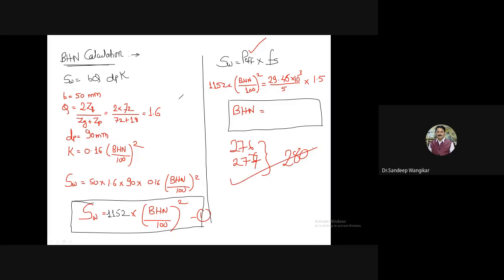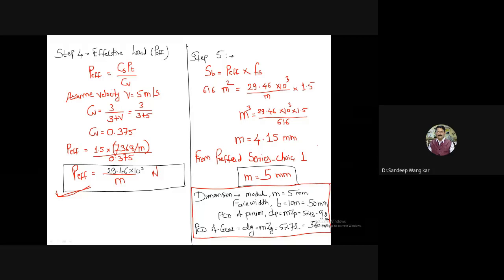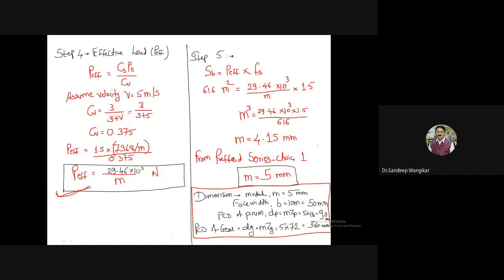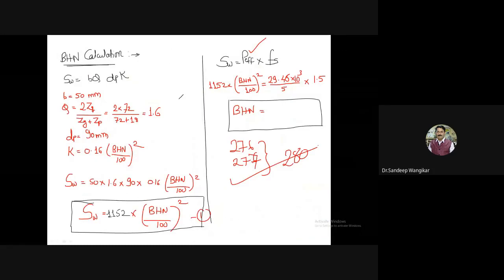We have not gone for the check for design for this problem. If we go for a check for design, then whatever module we have calculated, we will put our module value in terms of PT. Then we will calculate the V value, then CV, then P effective, and then we will go for BHN. In this case, there are chances that your BHN value may differ to some extent. This is based on whatever assumptions and formula we have used. In this way, we can easily calculate the Brinell hardness number value.